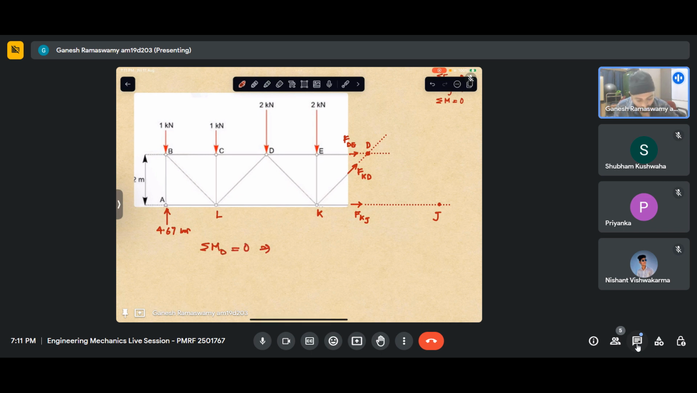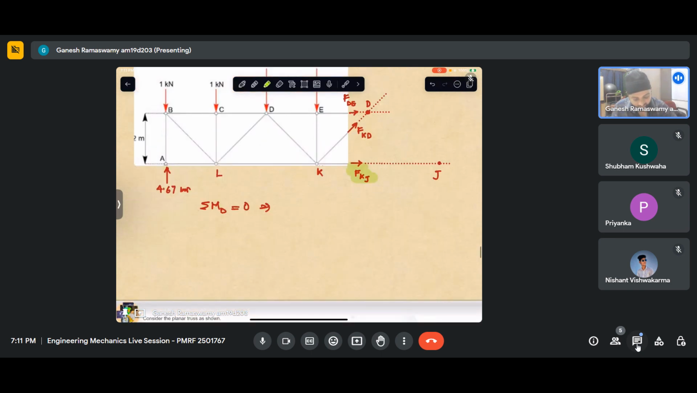Now what will happen is I can see that FDE passes through D, FKD also passes through D. So it's a concurrent force system in terms of FDE and FKD. So those don't have any contribution. What else will have a contribution? I will have a contribution from FKJ and nothing else. So just one equilibrium equation applied at the appropriate joint is able to give me FKJ in one single equation. So this will be a wise thing to do. So let us do that.